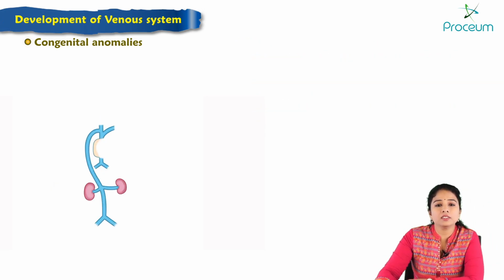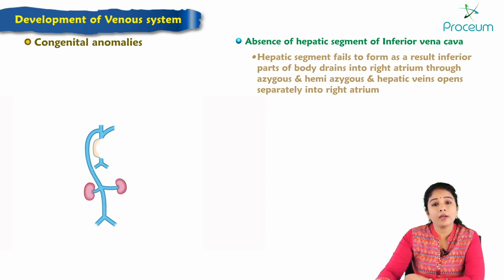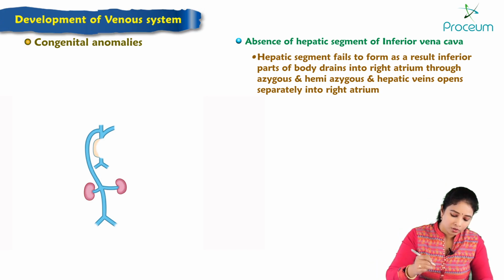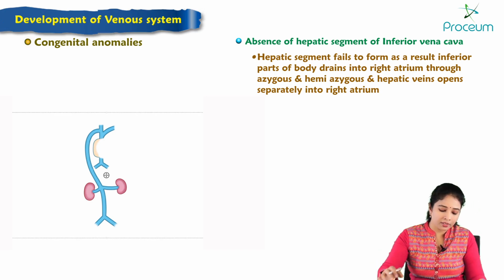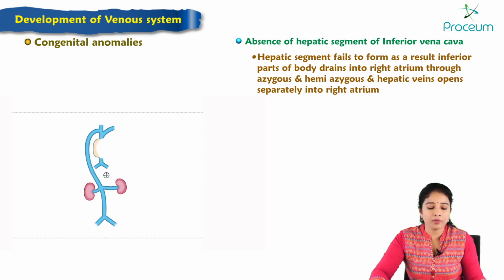So the next condition is the absence of hepatic segment of inferior vena cava. Hepatic segment fails to form, as a result the inferior parts of the body drain into the right atrium through azygous and hemiazygous and also through hepatic veins which open separately into the right atrium. So they open separately into the right atrium instead of opening via the inferior vena cava.